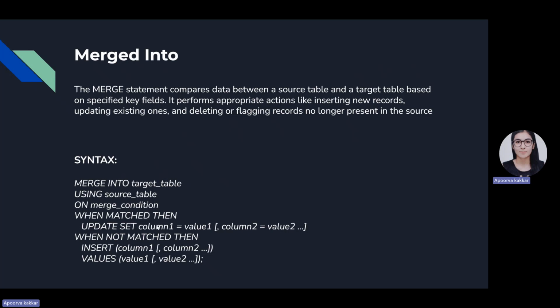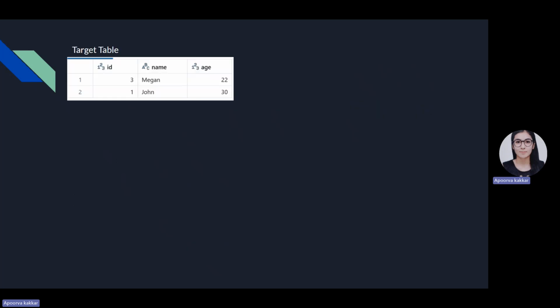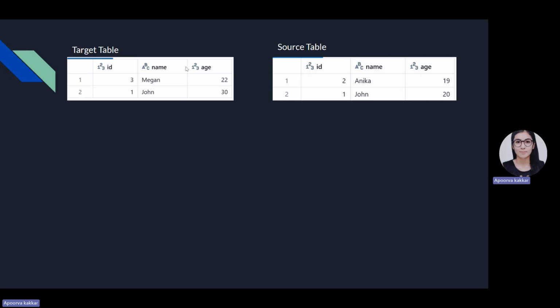When matched, then update set column 1 equal to value 1, column 2 equal to value 2, column 3 equal to value 3 and so on. And when not matched, then insert column 1, column 2, column 3 up to column n, values value 1, value 2, value 3 up to value n. Let's understand this through an example. Let us suppose there is a target table which looks like this, and a source table which looks like this. So now I want to merge the values of the source table into the target table and update the values according to the source table for those fields which are the same.